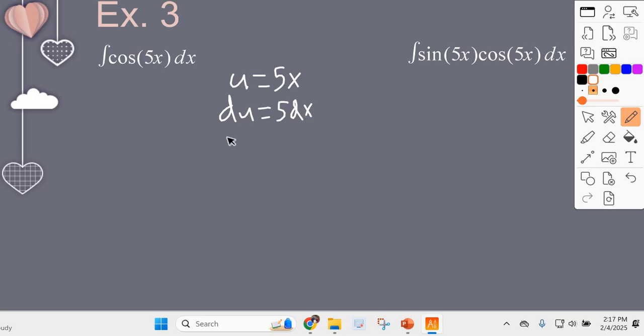Oh, we do need to move it over with our du. Isn't there a 5 in the side of the cosine? Yes, but that's getting taken up by my u. Okay, so you would be saying that there's a 5 outside. Correct. Like if I had 5 cosine of 5x, then you got an extra 5.